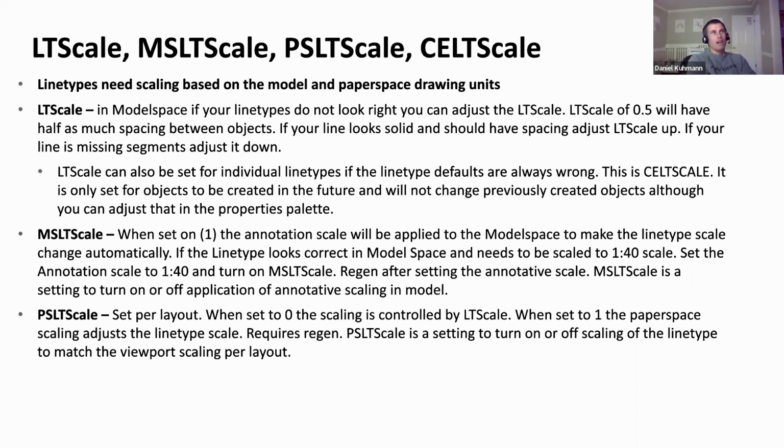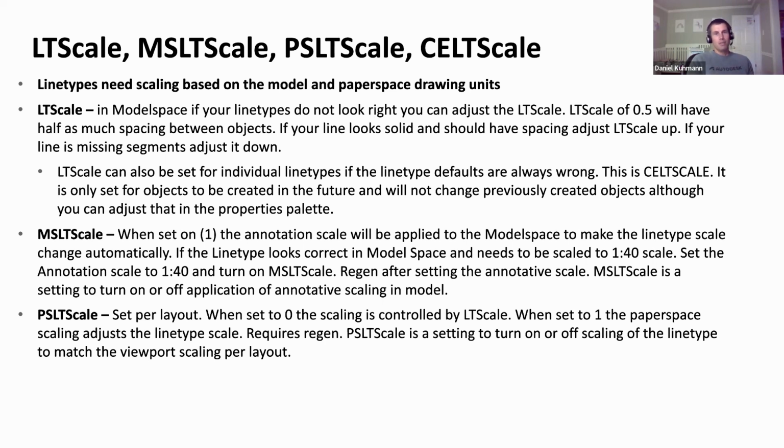And then you've got MSLT scale, which is for your model space, and PSLT scale, which is for your paper space. When MSLT scale is set to 1, then the model space scaling for the annotation scale will adjust the line type scaling. So you'll see if you change your annotation scale to 1 to 4, 1 to 40, the line type scaling adjusts appropriately.